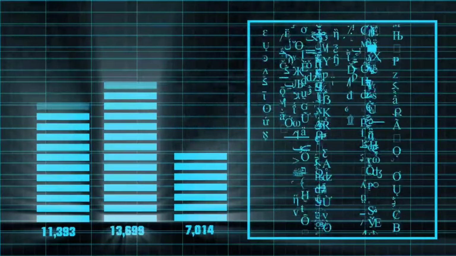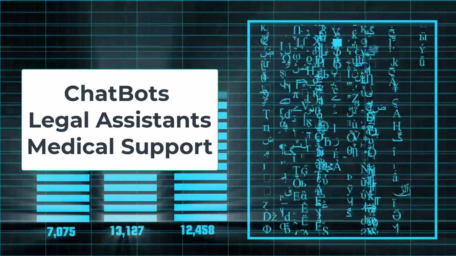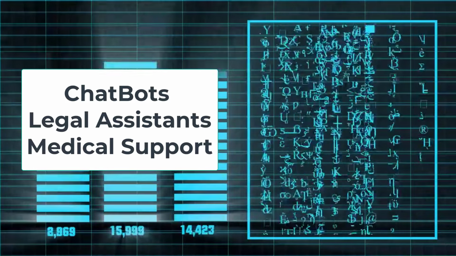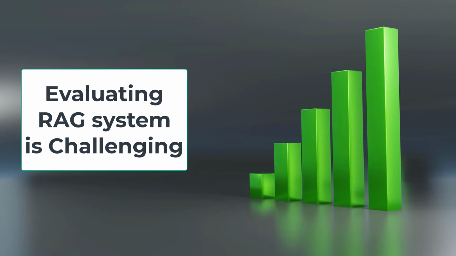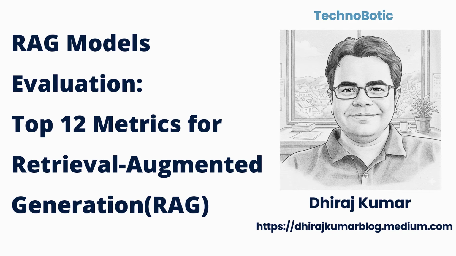RAG systems are powering everything from enterprise chatbots and AI copilots to legal assistants and medical support tools. But as these systems grow in complexity, evaluating them becomes a serious challenge. So, how do we know if a RAG model is good? Is it about accuracy, speed, faithfulness, or user satisfaction? Let's explore the top 12 metrics that truly matter when evaluating RAG systems. I will also demo using Python code and show how to measure these metrics in practice.